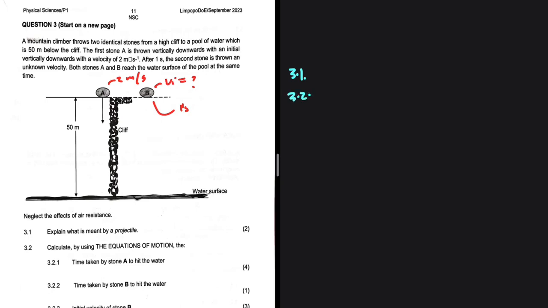Let's look at 3.2 and 3.2.1. Calculate by using the equations of motion the time taken by stone A to hit the water. So let's go ahead and look at the information we have. The information we have is going to guide us to the formula that we need to use. So I know that VI, I always take up as positive, by the way, unless stated otherwise by the question. So VI is 2 meters per second. If I'm taking up as positive, this will be downwards, so I'm going to substitute it with a negative sign. And the acceleration is minus 9.8 meters per second squared.